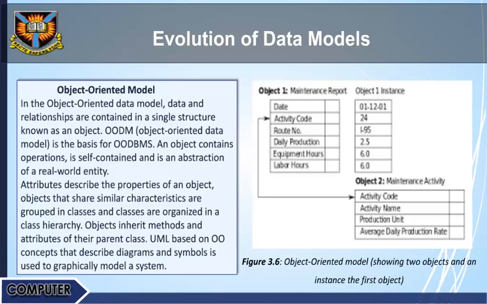Objects inherit methods and attributes of their parent class. UML, based on the OO concept, describes diagrams and symbols used to graphically model a system.